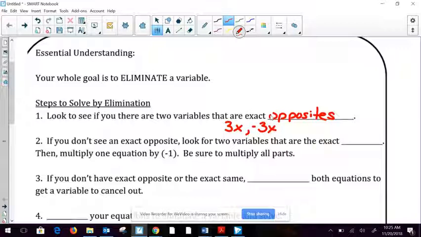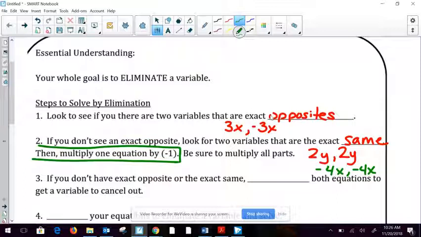If you do not have two variables that are exact opposites, then you want to look for two variables that are the exact same. So you might see something like a 2y in the first equation and then a 2y again in the second equation. The signs are the exact same. You could also see something like a negative 4x and a negative 4x. So it could be two positives or two negatives. Either way, your next step then would be to multiply one equation by -1.